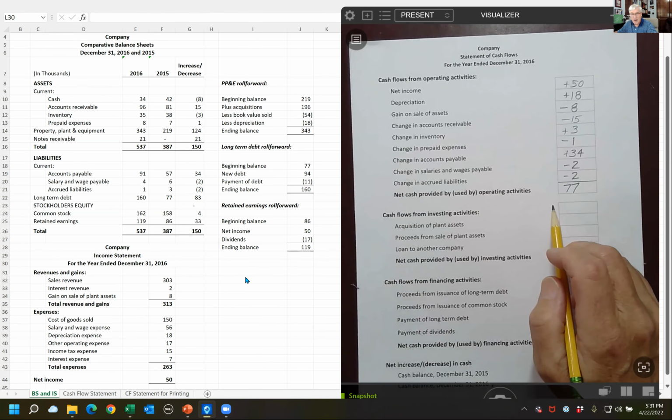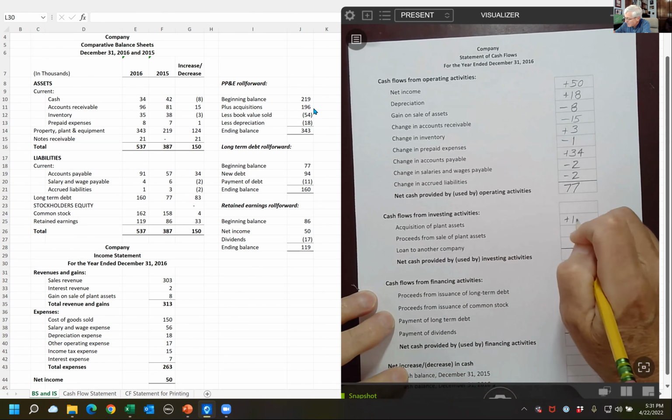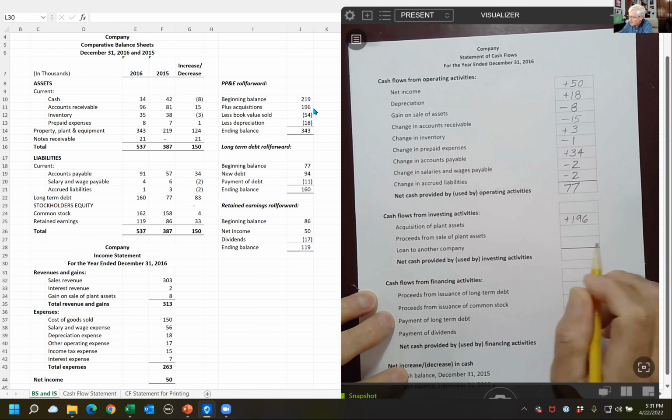So now we're going over the asset side. Let's look at, again, acquisitions. So property, plant, and equipment went up by 124,000. How did that happen? We acquired 196,000. We sold the net book value 54,000, and then depreciation, which we've already accounted for on the income statement. So let's take care of this acquisition, plus 196.